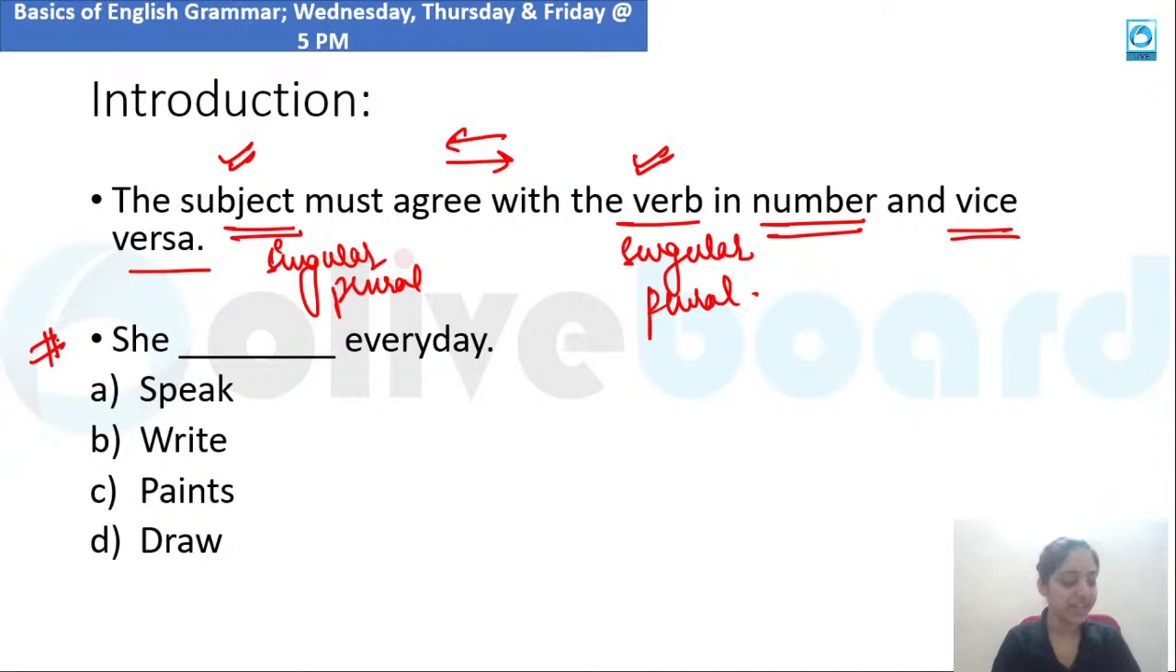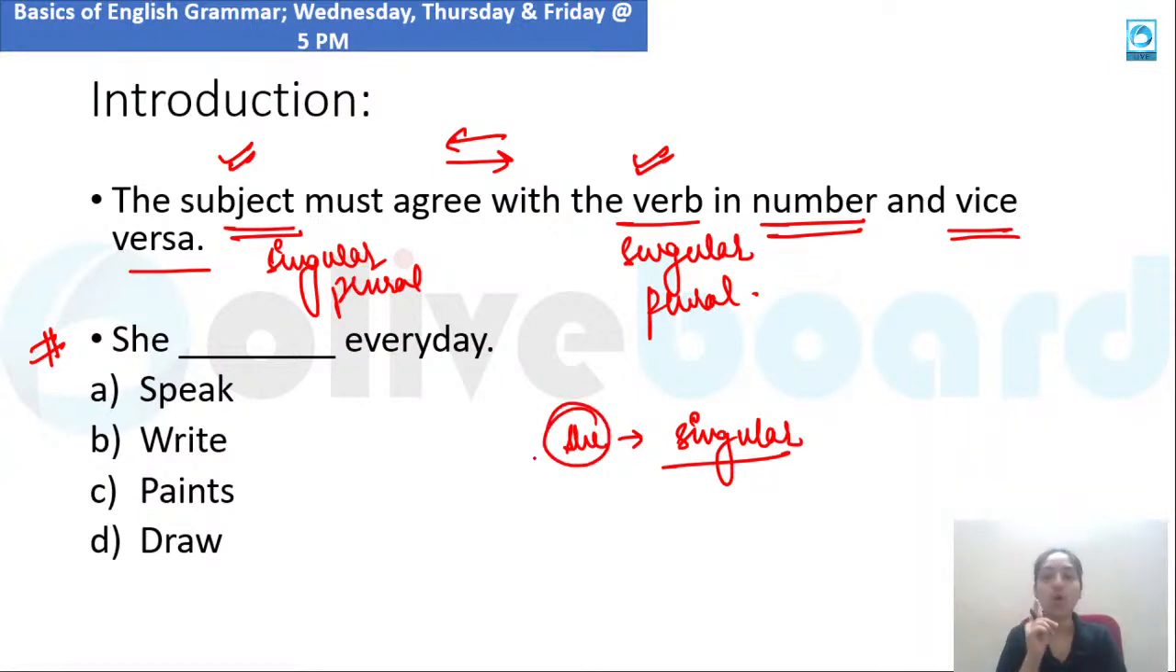She ___ every day. Speak, write, paints or draw. Notice she here is a singular subject. The subject of the sentence is singular. It is talking about one single person. So the verb must also be singular. Because the subject is singular, the verb must also be singular. Both the subject and the verb must agree with each other. They must be of the same order.